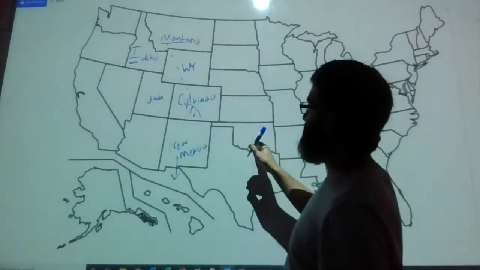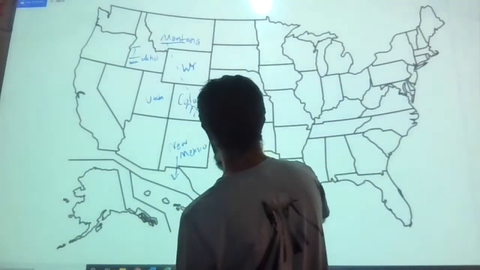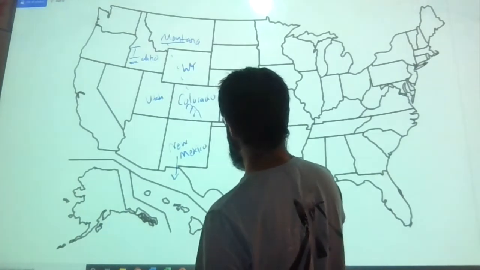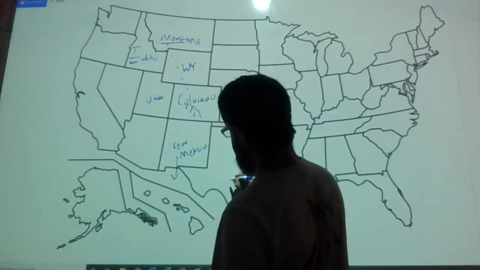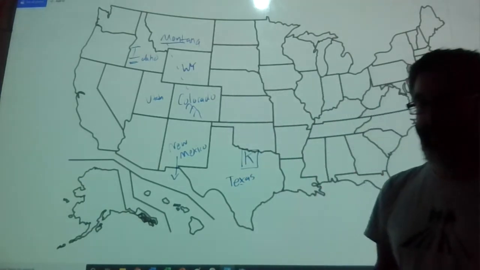Okay, all of these states, though, do have something in common. They have the letter K in them. I'm going to write K here because I can't reach the top of the board. And even Texas has a little bit of a K sound right there.